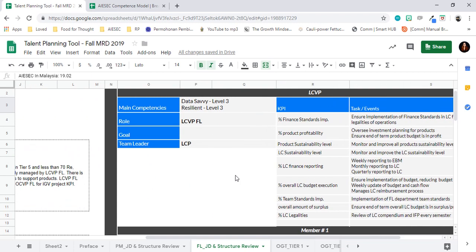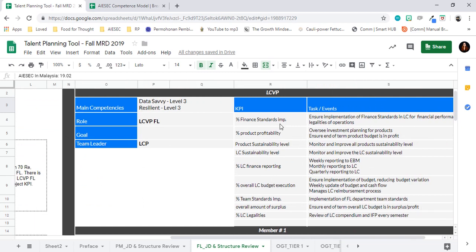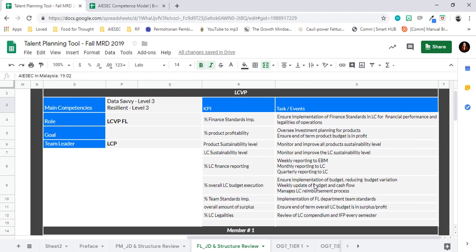Generally, as VPFL, looking into the main role, these are the KPIs that we have. There's a whole list here which you can take a look at, and basically these are the things that you will be working to achieve for the whole of your term, right? These are the tasks that help you achieve these KPIs.